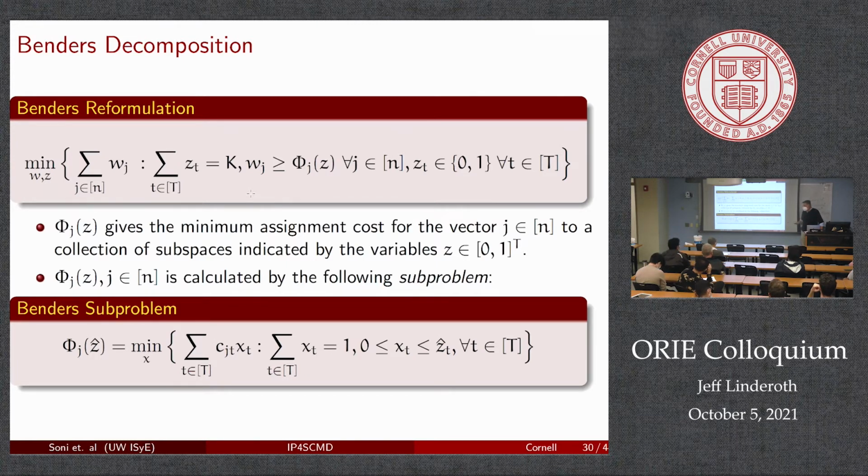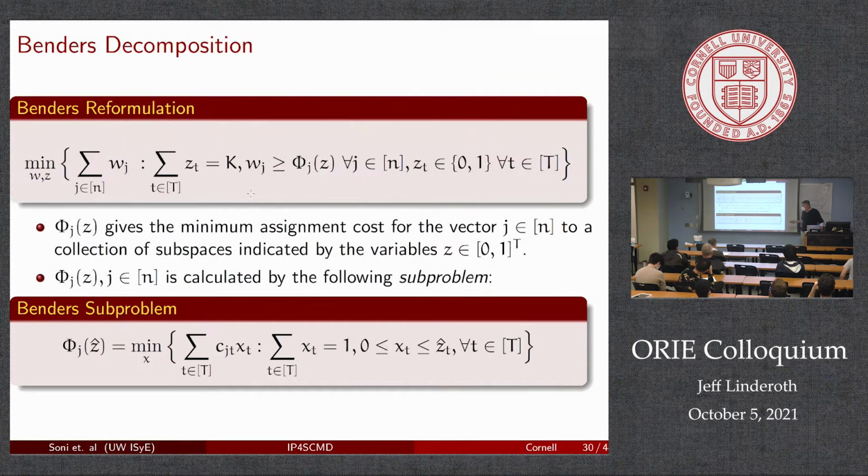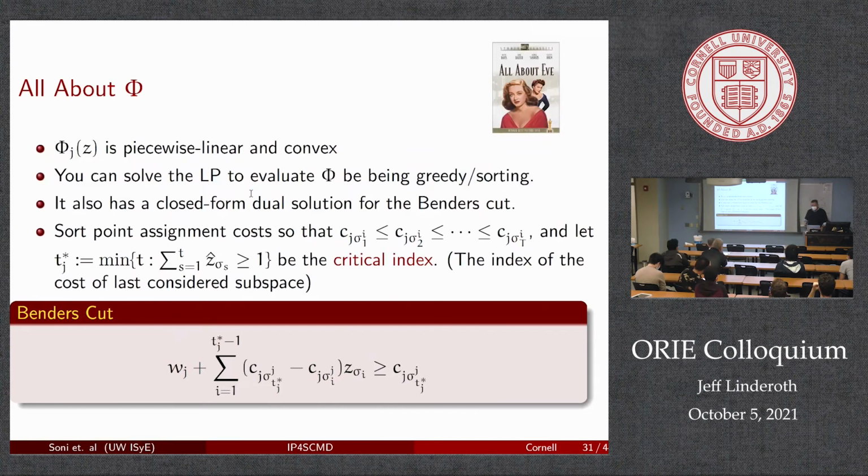And in this context, what makes facility location work a little bit better is that you don't have to stare at this linear program very long to see that it's a very simple one to solve, and you don't need to give it to the simplex method. You can do it by sorting the objective function coefficients from smallest to largest and then assigning the point to the closest subspace, or the amount of fractional closest subspaces. So that's what this slide says. Not only can you get a closed form for the primal solution of this subproblem, there's a closed form for the dual solution, and you can use that in the classical Benders decomposition way to get an inequality, right? So this phi_j(z) is a piecewise linear convex function.